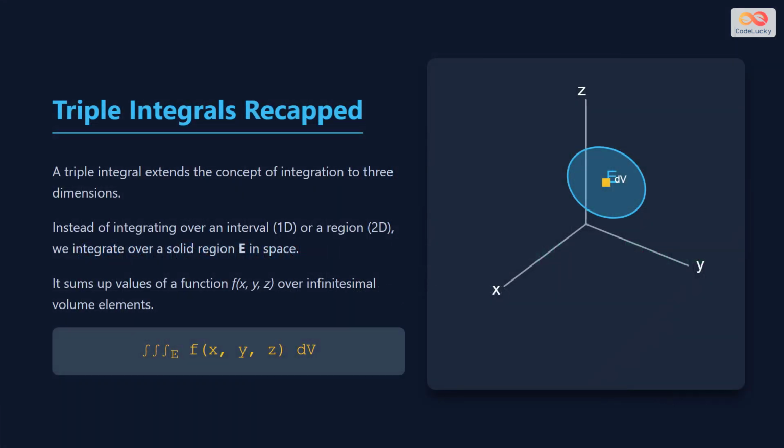Before we dive into applications, let's briefly recall what a triple integral does. Just as a single integral sums up values over a line, and a double integral sums over a flat region, a triple integral integrates a function of three variables, x, y, and z, over a solid three-dimensional region, usually denoted as E. We are essentially summing up infinitesimal volume elements, dV, weighted by the function f.